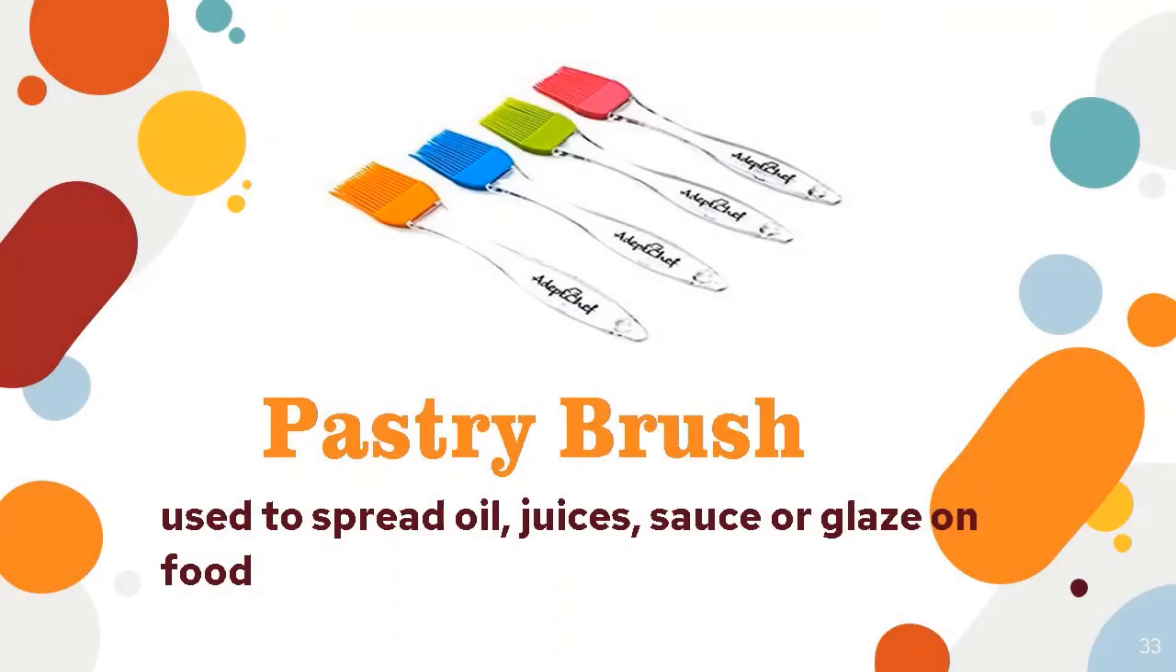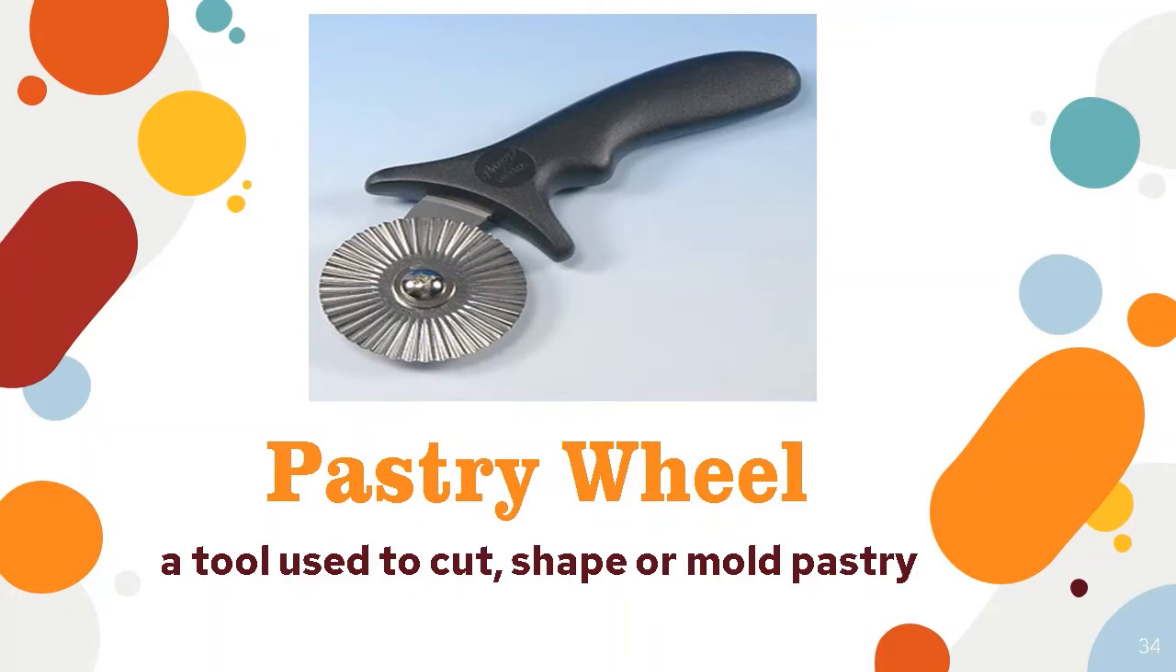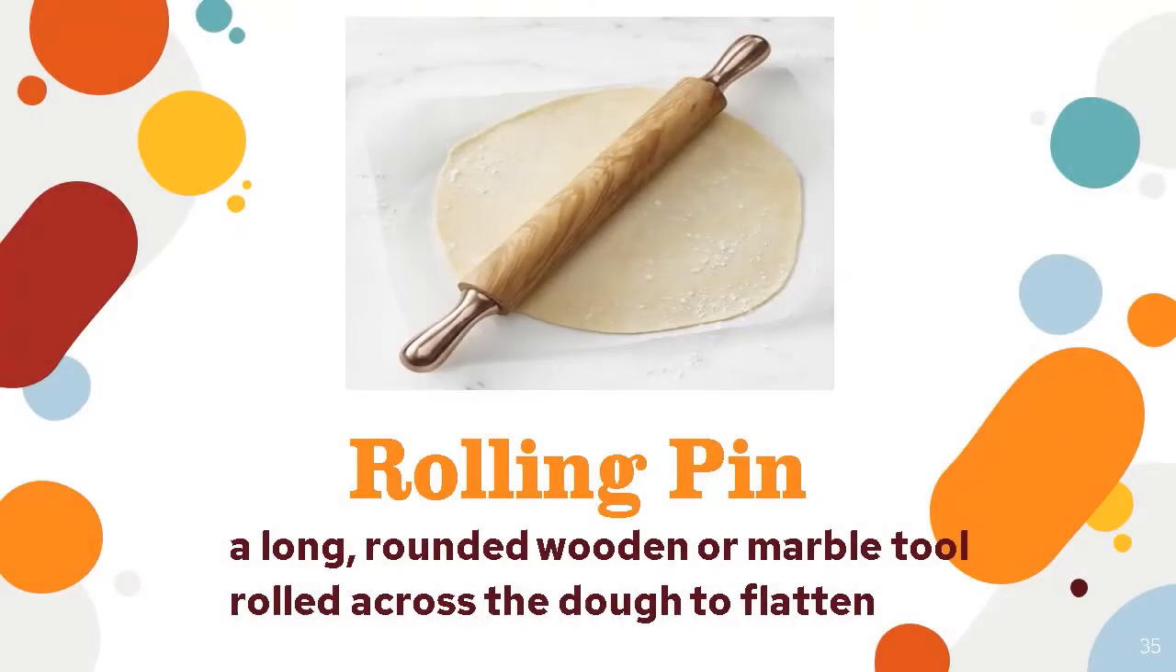The pastry brush is used to spread oil, juices, sauce or glaze on food. Pastry wheel is a tool used to cut, shape, or mold pastry. Rolling pin is a long, rounded wooden or marble tool rolled across the dough to flatten it.